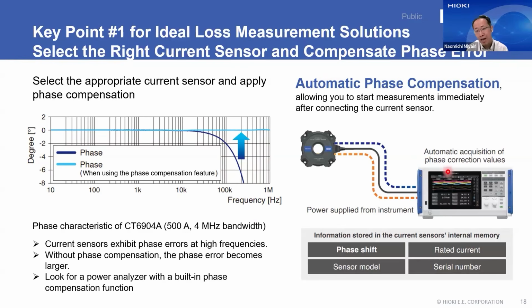Some power analyzers also offer automatic phase compensation, where the compensated data stored in the current sensor's memory is read and applied automatically when connected. So this greatly simplifies the measurement workflow and reduces the risk of manual errors.